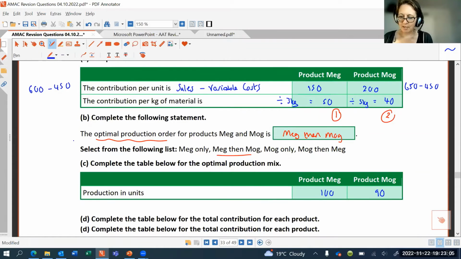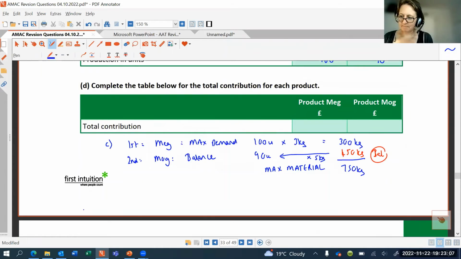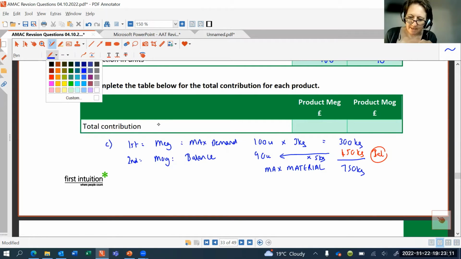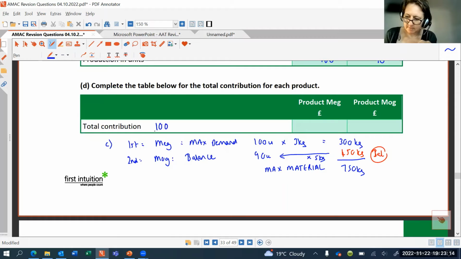And I'm learning here that I'm going to make 100 of them. So how about our contribution becomes 100 units of MEG multiplied by the £150 for each one. So do you agree? We end up with a £15,000 contribution when I make MEG. Excellent.